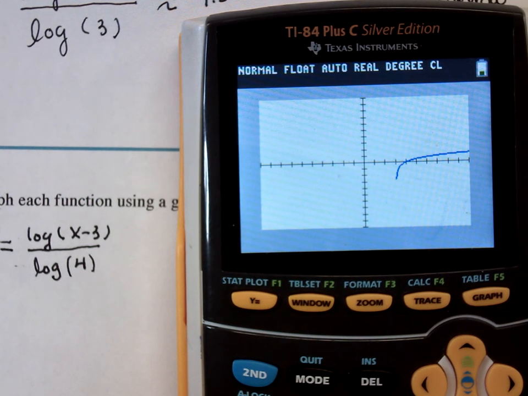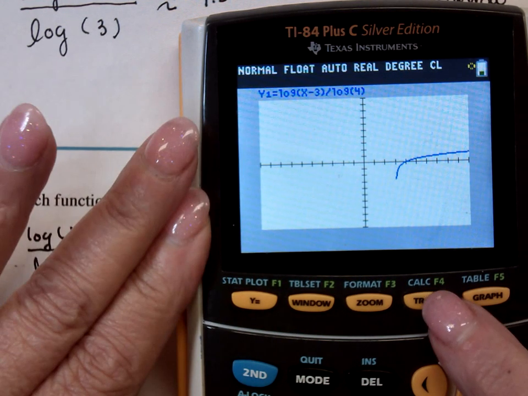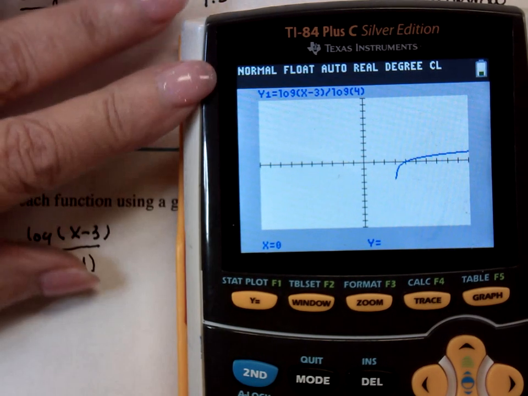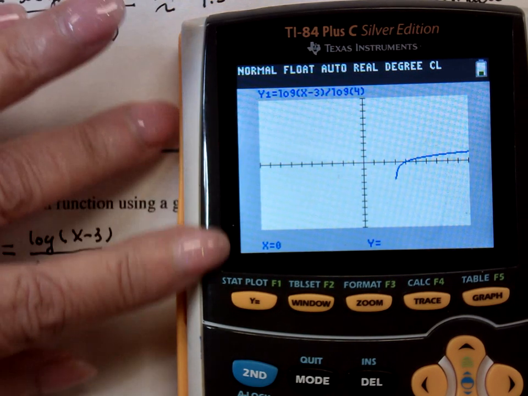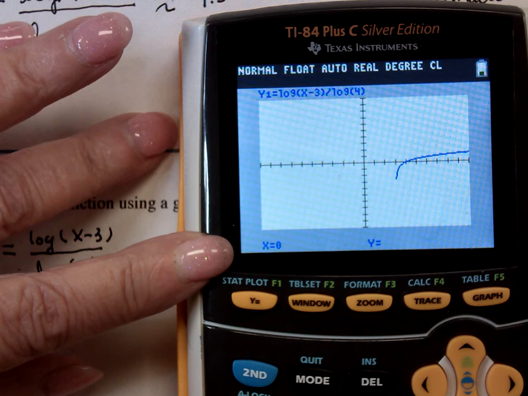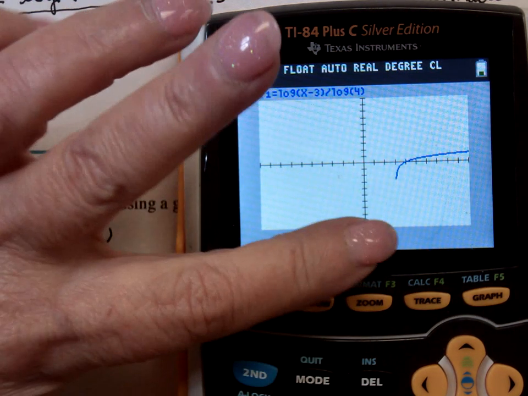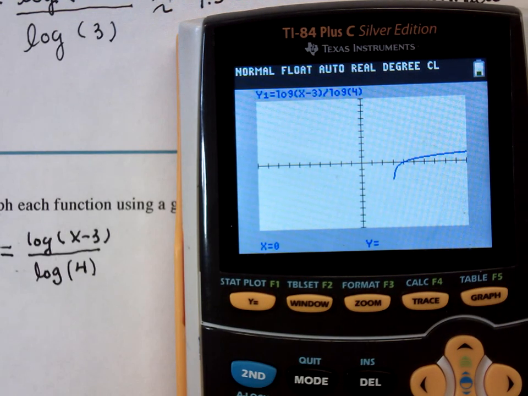So it won't continue. So if I hit trace, and trace is like the bug on the graph, notice what it did. It put the graph, that's what I'm graphing right there, and it tells me what the x value is. And notice, what does it say? I have no y value. Why? Because there's a VA at x equals 3.